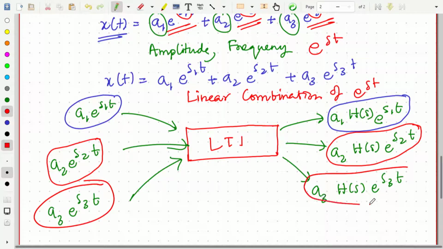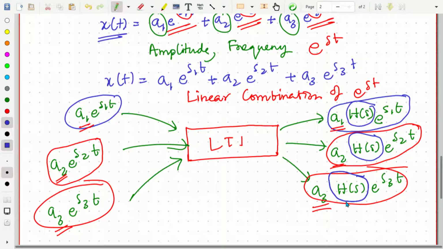Our system under consideration is a linear time invariant system, right? So if you multiply something with the input, the same thing will be multiplied in the output. If you multiply with a2, the output also will be multiplied with a2. If you multiply with a3, the output also will be multiplied with a3. But we have an additional H of s that is changing the amplitude of the e power st in the output, and that is known as the eigenvalue of the system.